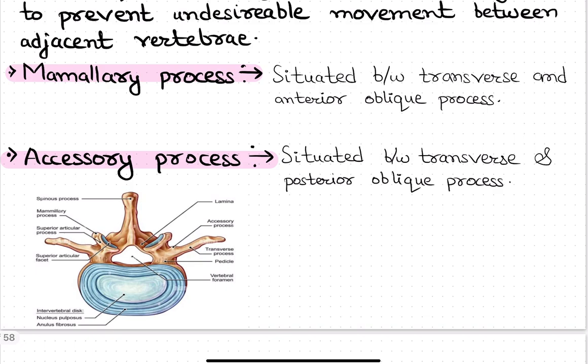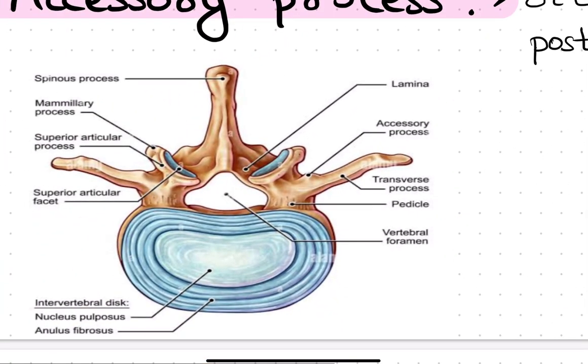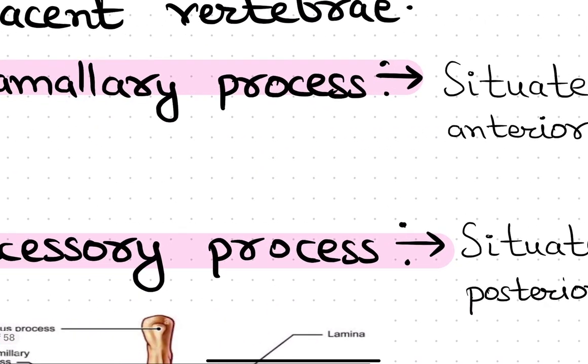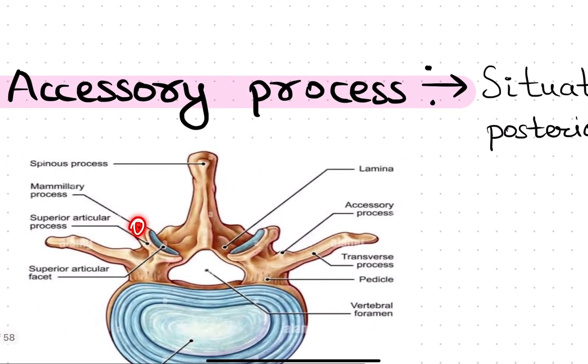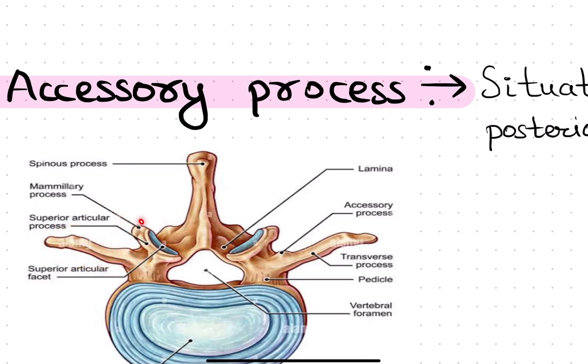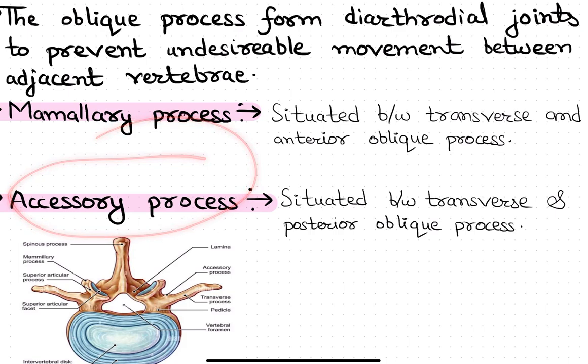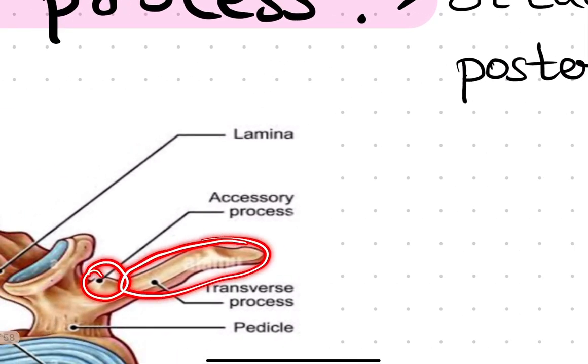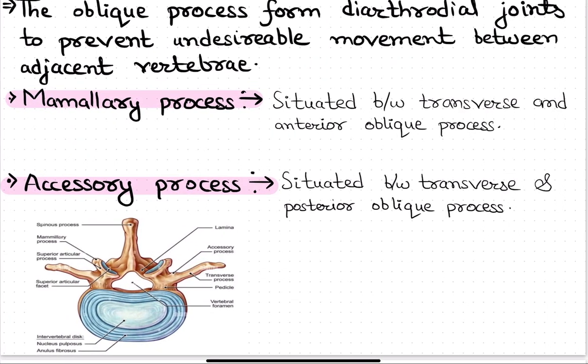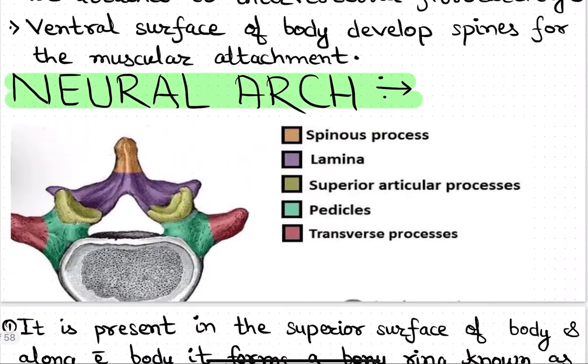Now we have 2 additional processes to learn: mammillary processes and accessory processes. The mammillary processes are those situated between transverse and anterior oblique processes. The oblique processes towards the head are known as anterior oblique processes, and the process between transverse and anterior oblique process is known as mammillary process. Like this process, it is present between transverse and anterior oblique process, so it is known as mammillary process. And the process situated between transverse and posterior oblique process is known as accessory process. You can see here, this is present between transverse and posterior oblique process, so it is known as accessory process.